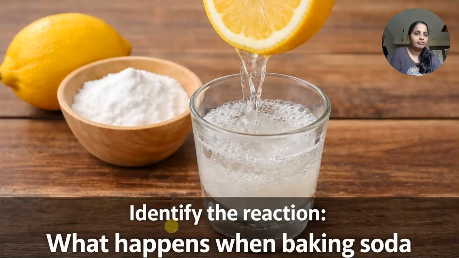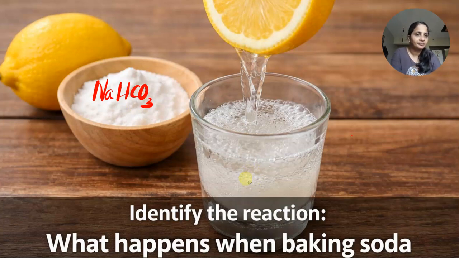So this one, identify the reaction. What is this reaction? Here what you can see is what happens when baking soda is added with lemon juice. You all know the answer, right? Yes. Here baking soda. What is baking soda? What's the chemical formula of baking soda? Yes, it is sodium bicarbonate or sodium hydrogen carbonate. NaHCO3 is known as baking soda.